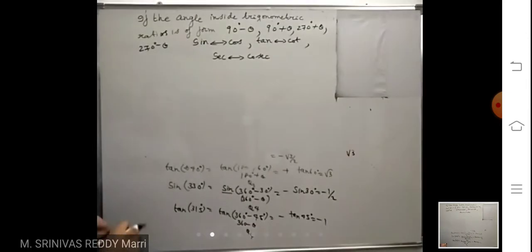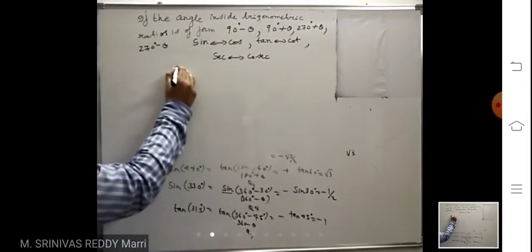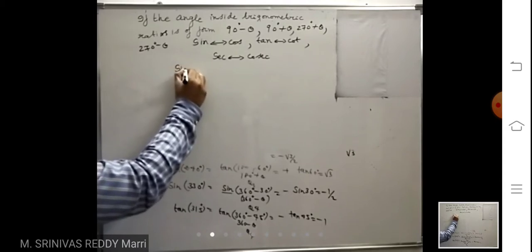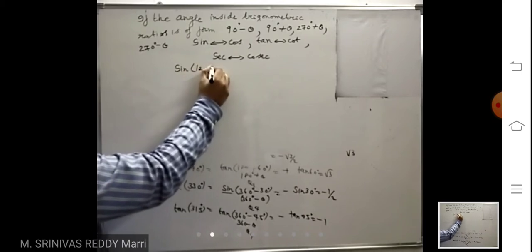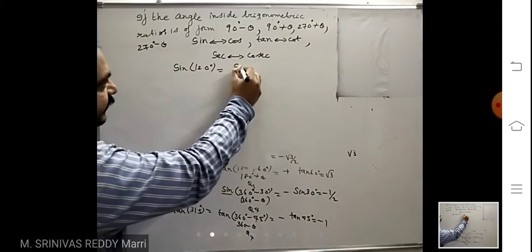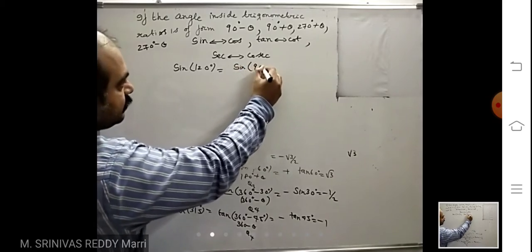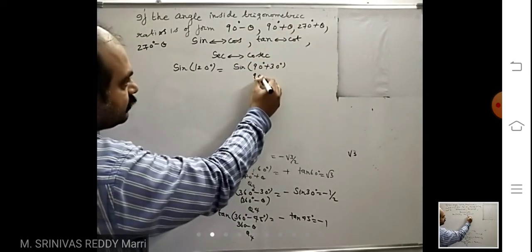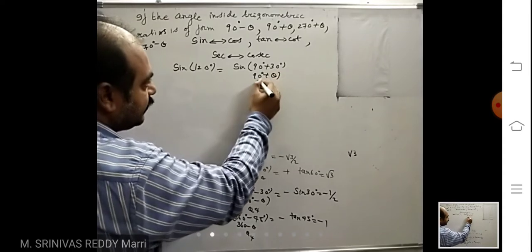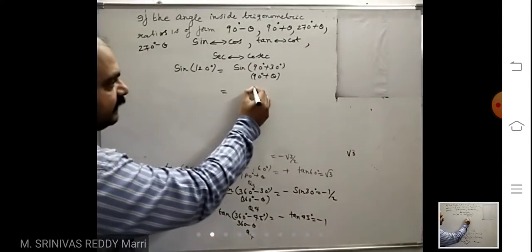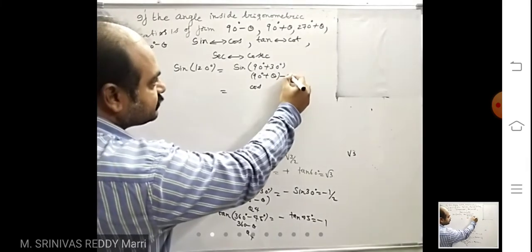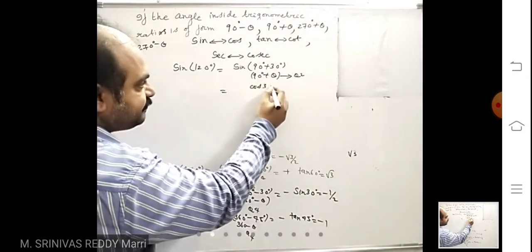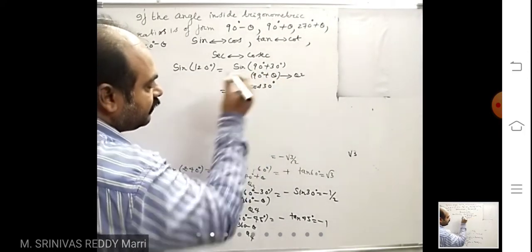Take an example. Suppose sine 120. This can be written as 180 minus 60 or 90 plus 30. Suppose you have selected to write 90 plus 30. Then in this format, 90 degree plus theta, immediately you write cos theta. So this is in which quadrant? Quadrant 2. Immediately you write cos. Previously, with 180 minus, sine only was written. Now you have to write cos theta.